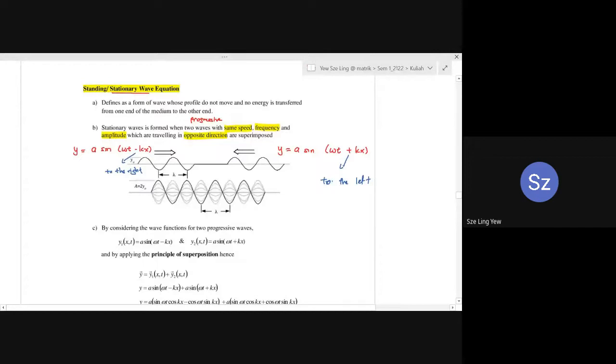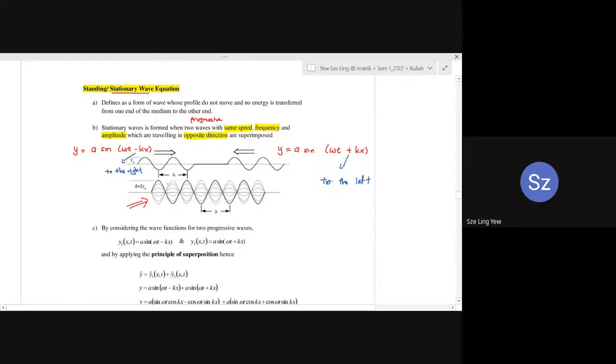Okay, the wave is moving to the left. So this answers the question that you asked me just now: when to use positive and when to use negative? You look at the directions of the propagation. And at one moment, the two of them overlap with each other, and then they give you this one.